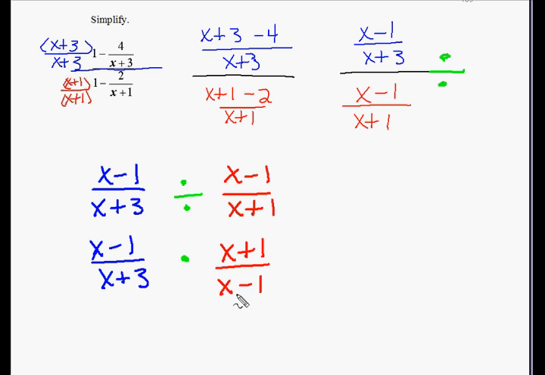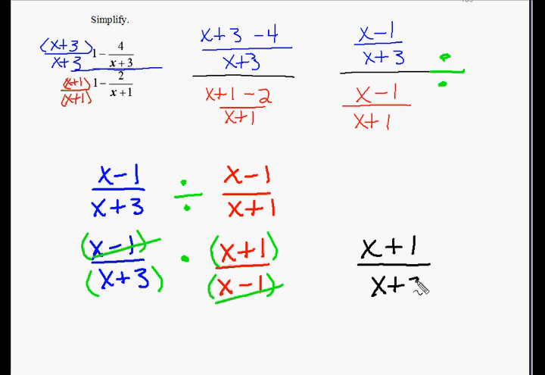So now if we're going to be multiplying, we can actually reduce. If we can find a common factor in both the numerator and the denominator, we can divide those out. And x plus 3 doesn't factor, x plus 1 doesn't factor, so our final answer for this complex fraction is x plus 1 divided by x plus 3.